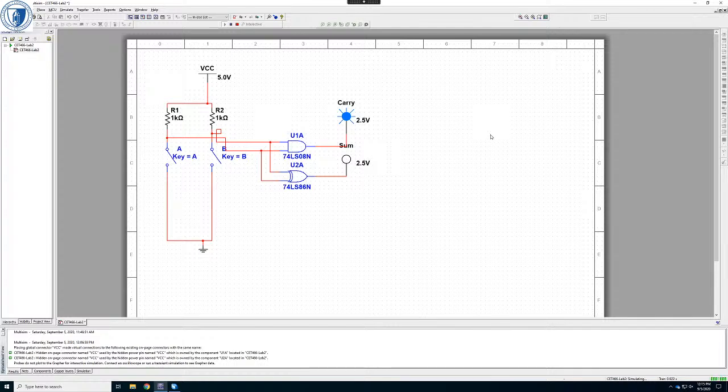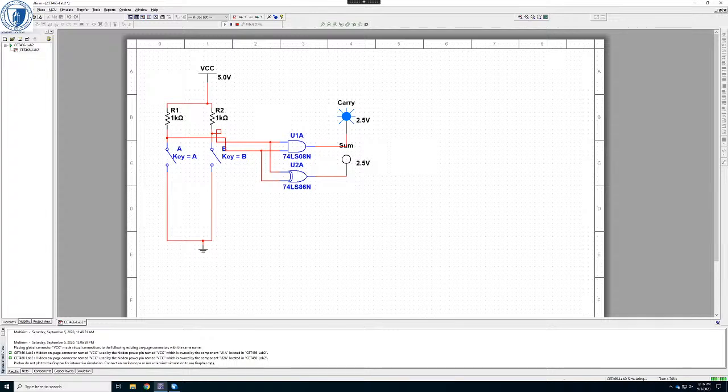Okay, so the input to our circuit, A and B, both keys are open. That means the pull-up resistors are pulling up A to logic 1 or 5 volts or VCC. They're pulling up B to VCC as well. So the two inputs to our circuit are 1 and 1 now.